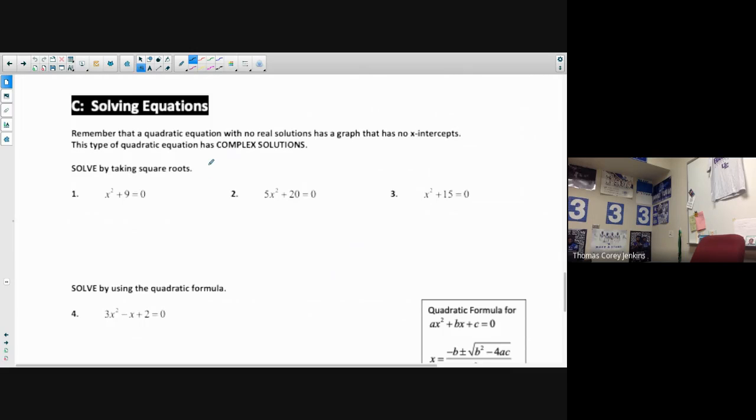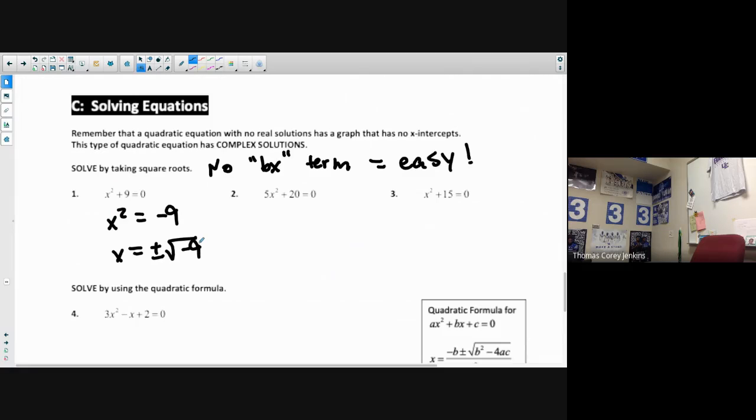So remember, no bx term equals easy. It's easy because all we really need to do is isolate x. On number 1, for instance, I would move over the plus 9 and rewrite this as x squared equals -9. Take the square root of both sides. We get x equals plus or minus, and don't forget that plus or minus because there are 2 solutions, the square root of -9.